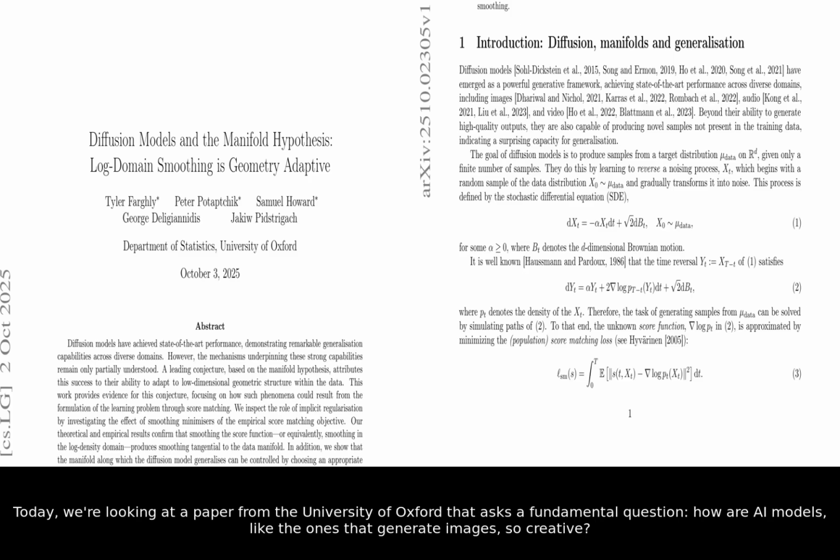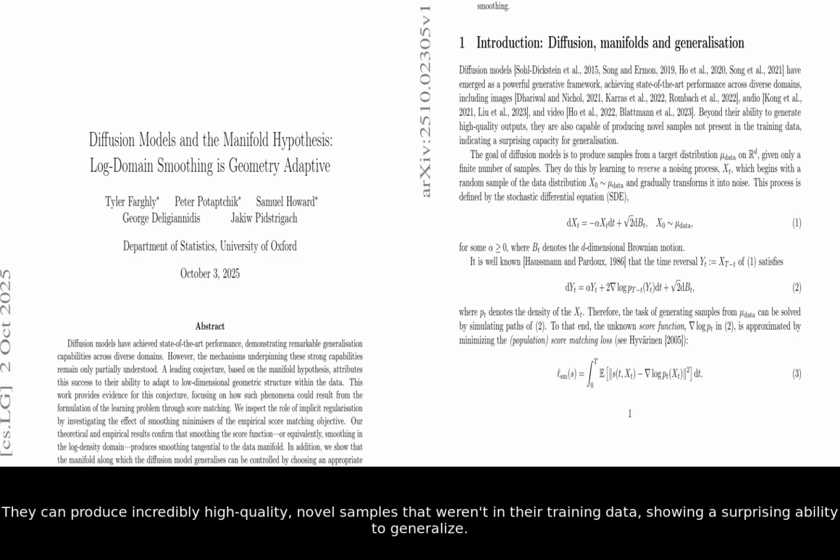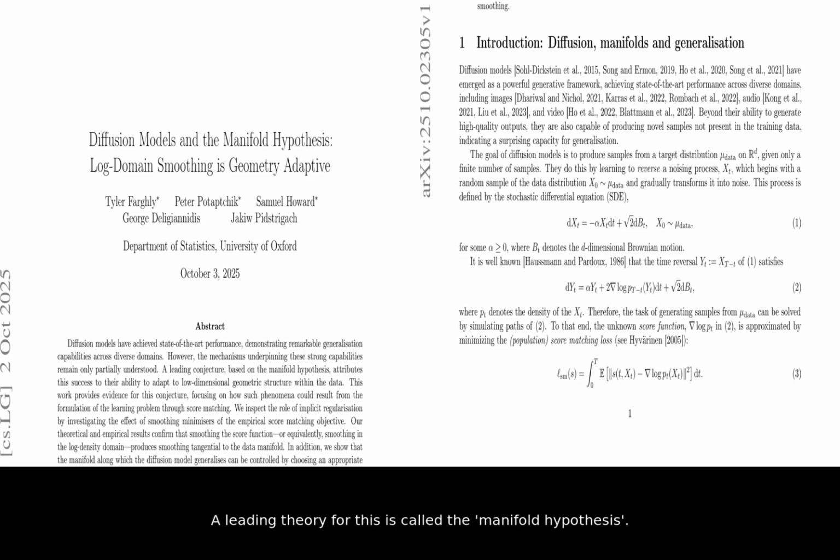Today, we're looking at a paper from the University of Oxford that asks a fundamental question. How are AI models, like the ones that generate images, so creative? They can produce incredibly high-quality, novel samples that weren't in their training data, showing a surprising ability to generalize. A leading theory for this is called the manifold hypothesis.